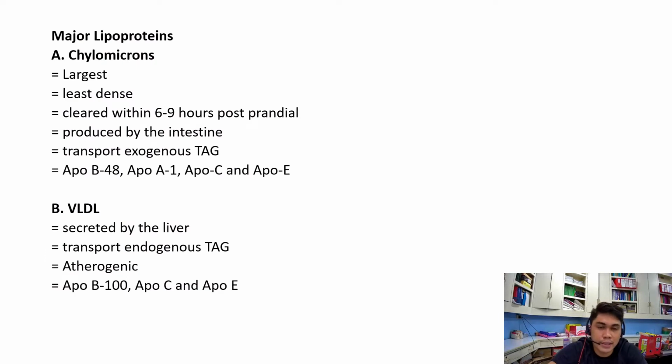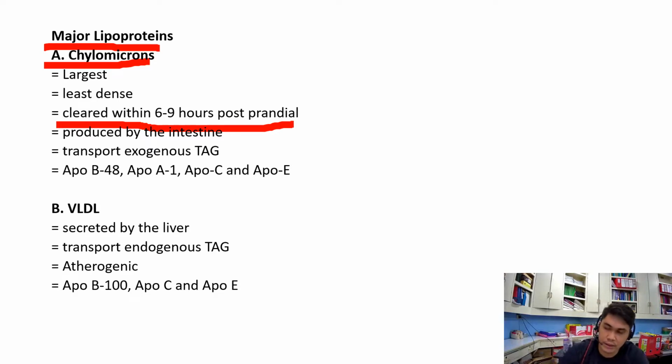So next, what are the major lipoproteins? First we have chylomicrons. Chylomicrons are the largest lipoprotein and the least dense. Later we'll explain why it's the largest and the least dense of all the major lipoproteins. It is cleared within 6 to 9 hours postprandial, so it is absent in fasting serum or fasting specimen.